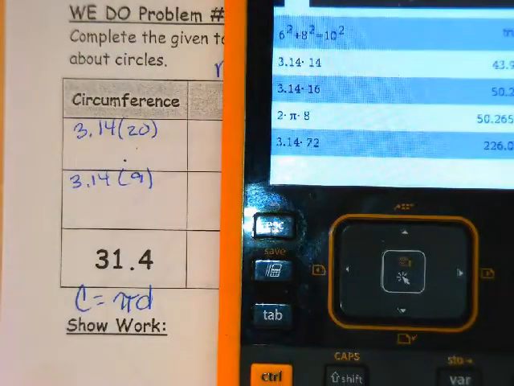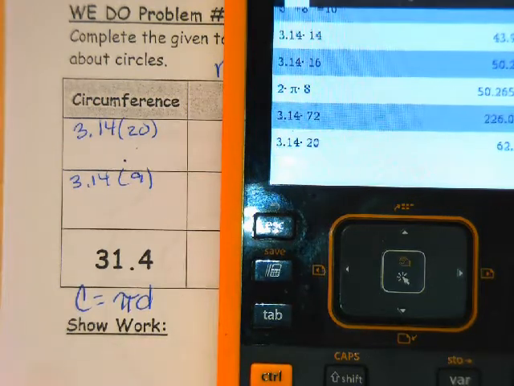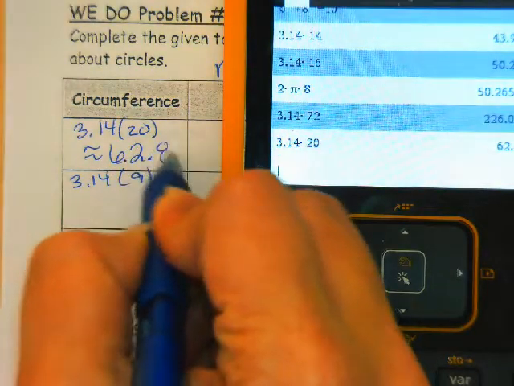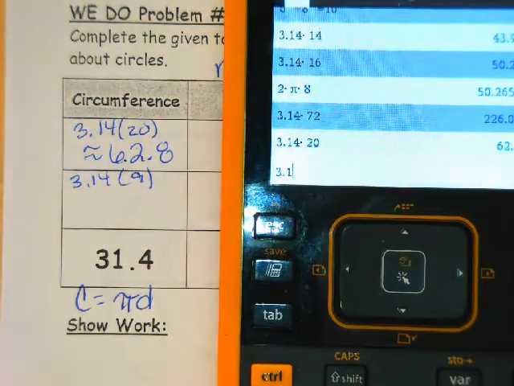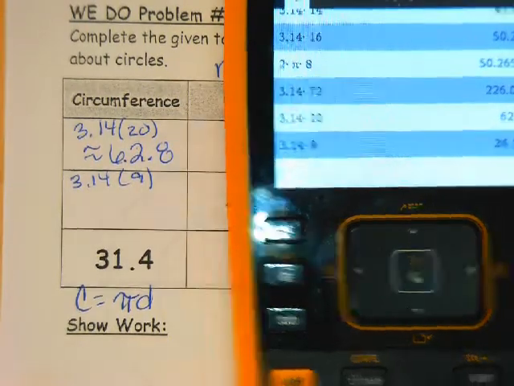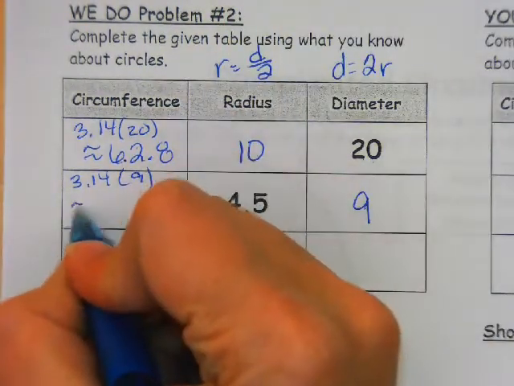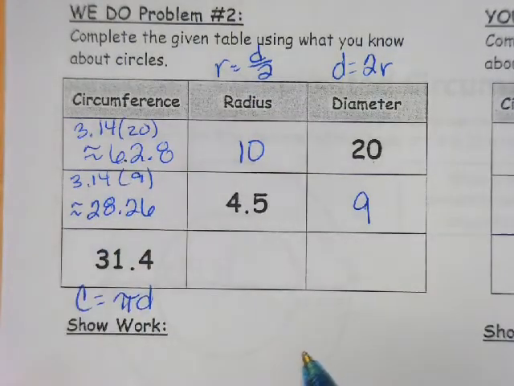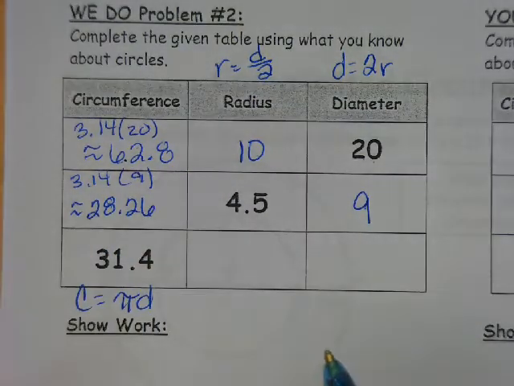Use your calculator. Make life easy on yourself. Oh, don't forget your squiggle equals. 62.8 and 28.26. Oh, that's what we need to figure out, right?